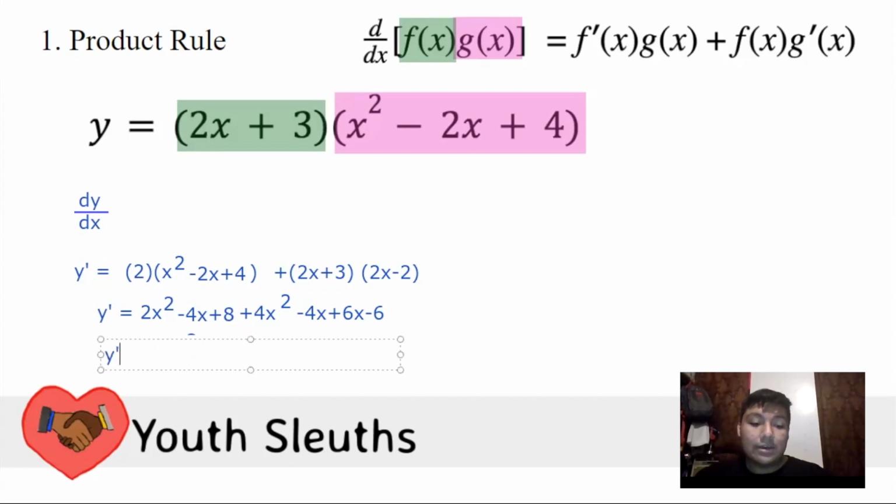So now we have found y prime for this example. Now in the next slide, we will find out how to derive when instead of multiplying two functions, we're dividing them.